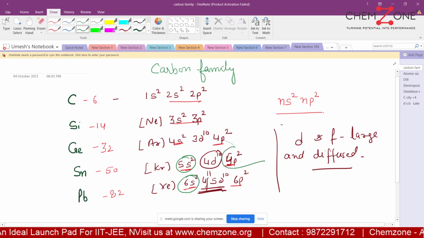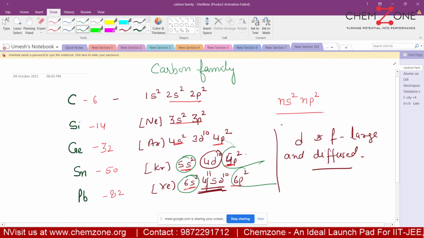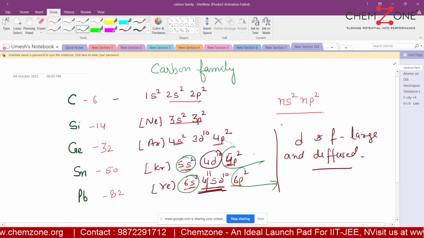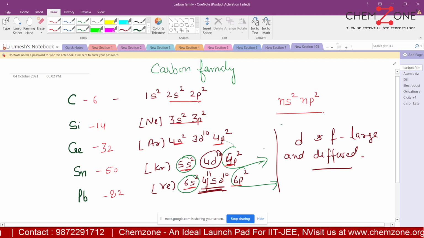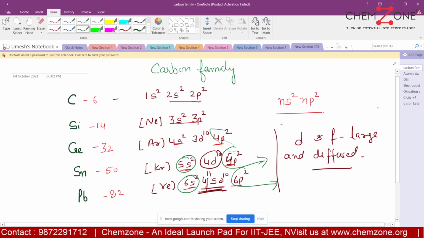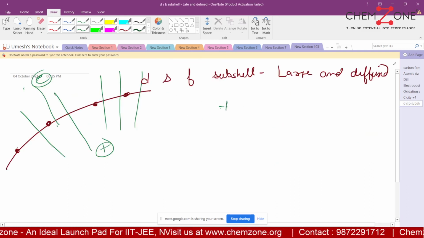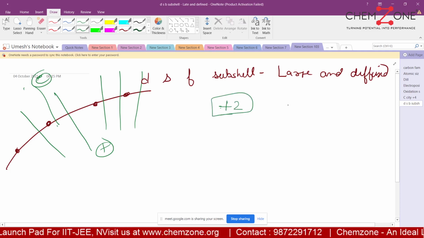So only two electrons are present in the outermost shell to take part in bonding. So that is why they can show +2 only, not +4. They can lose only two electrons.